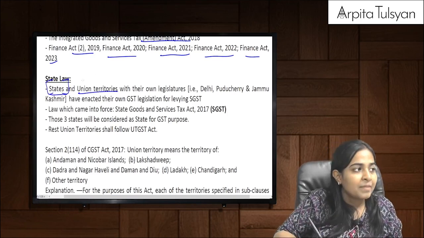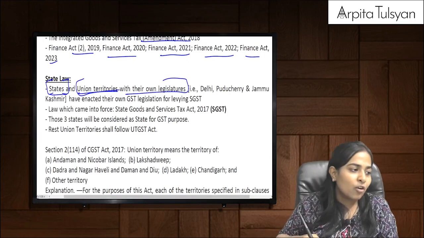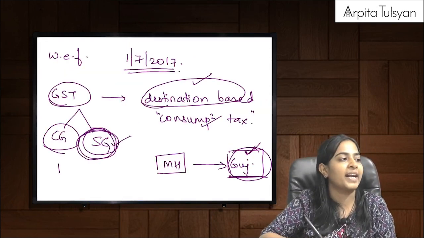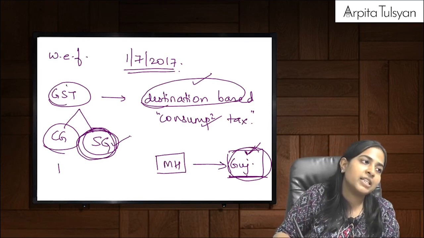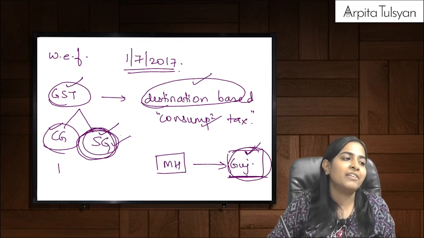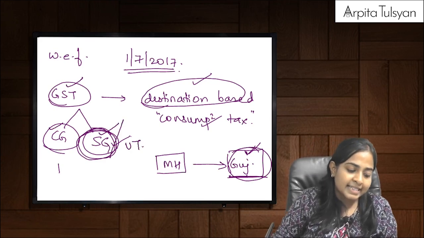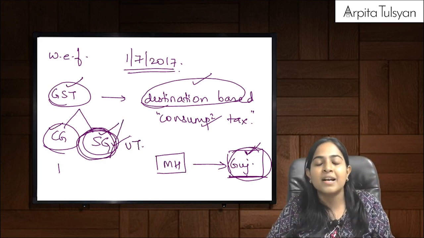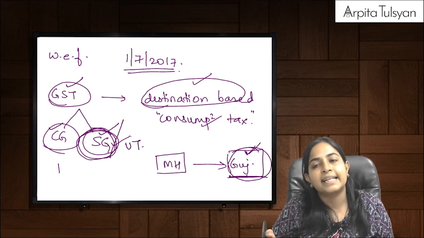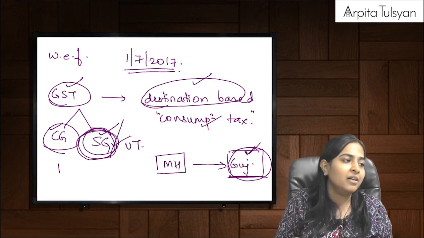State is one thing, and union territories with their own legislatures. Now, we know that the revenue of GST is going to be shared, as I had written here, by the central government and by the state government. Can we say it will be shared by the state government or by the union territory? Let's say, for example, Andaman and Nicobar Islands. We do not call it a state, we call it a union territory. So either it can be a state or it can be a union territory.